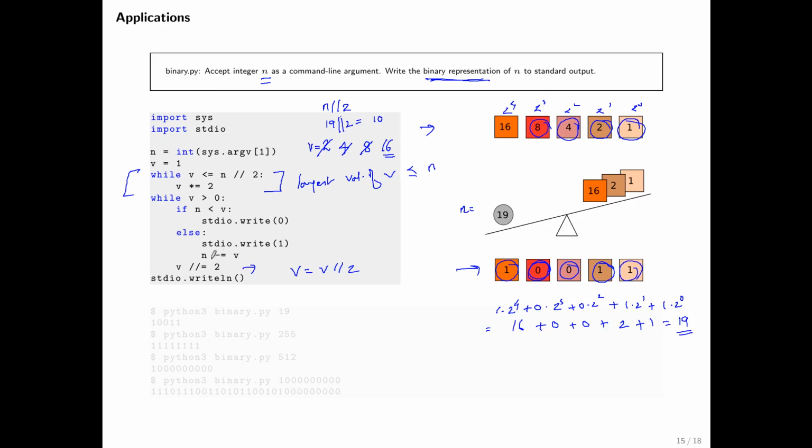And then we cut n by v. So v was 1, n was 1, so n now becomes 0, meaning we have balanced the weight. And then v itself becomes 0 because it is 1 integer division 2, which is 0. Now when we come here, v is 0, so it's not greater than 0, so you're outside the while loop and you end up printing a new line character. So for this particular input n equals 19, we see the output 1 0 0 1 1 and a new line character. So the prompt is going to be on the new line.